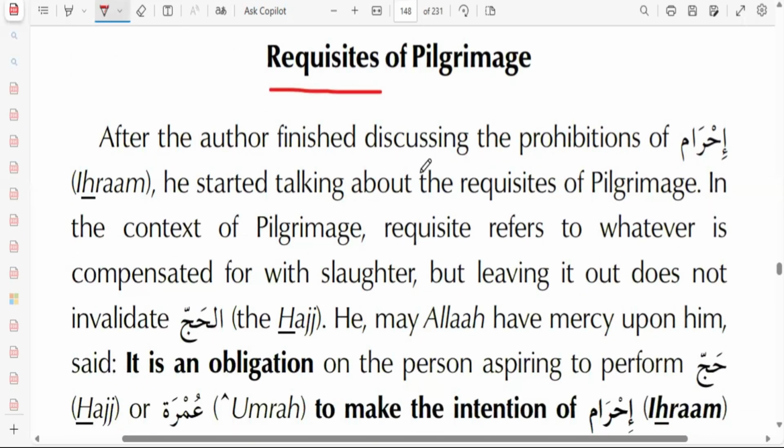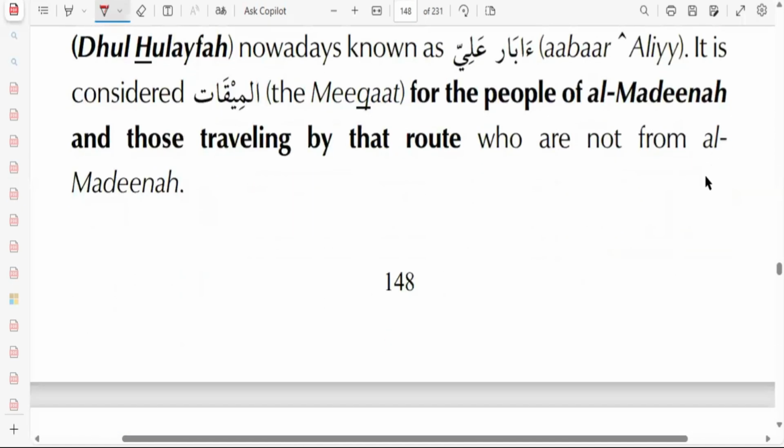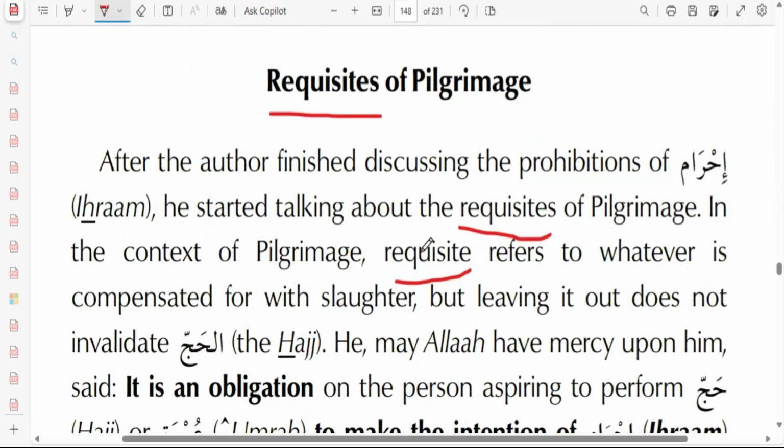After the author finished discussing the prohibitions of Ihram, he started talking about the requisites of pilgrimage, the obligations of pilgrimage. In the context of pilgrimage, requisite, wajib, refers to whatever is compensated for with slaughter. So, I find it interesting here, they put all the Arabic words all over the place in this text. It didn't even offer the Arabic transliteration here. Wajib, the wajibs of Hajj.